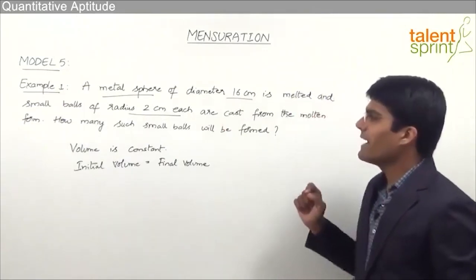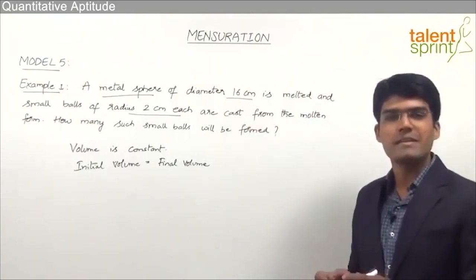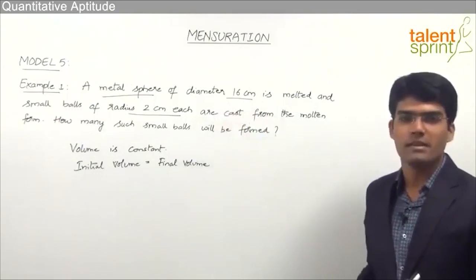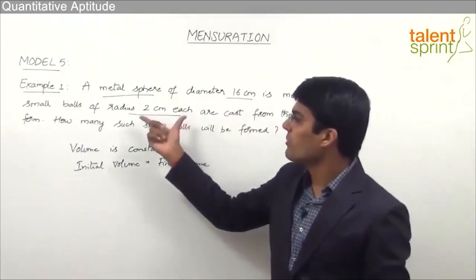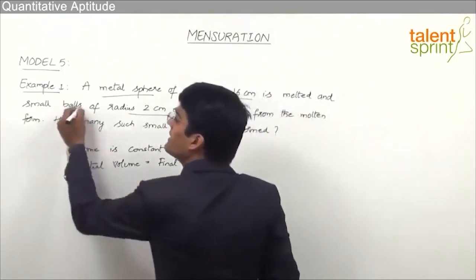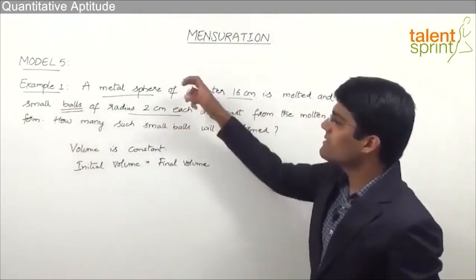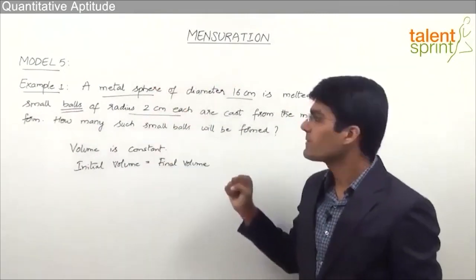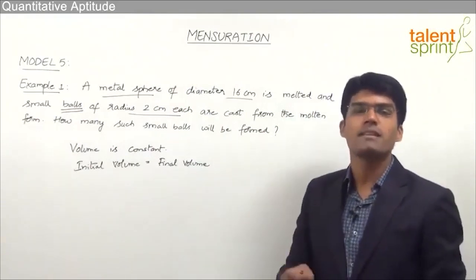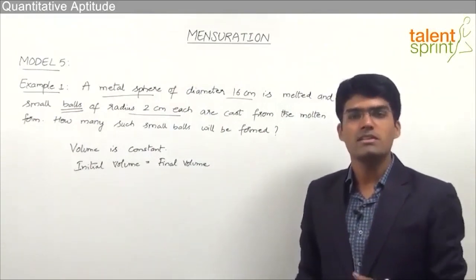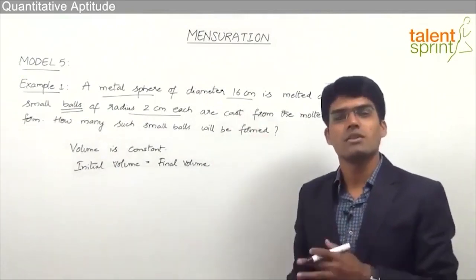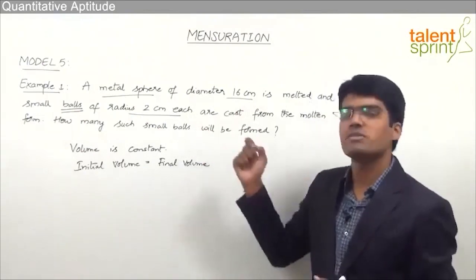Now in this case we find that a metal sphere of diameter 16 cm is melted. So initially we have only one metal sphere of diameter 16 cm. It is melted and then small balls of radius 2 cm each are cast from it. Now a ball again is a sphere itself. That means here sphere is being converted into small spheres of radius 2 cm each. So we are supposed to find out how many such small balls or small spheres will be formed. Initially we have only one large sphere of diameter 16 cm. But after conversion we have a number of small spheres of 2 cm each.